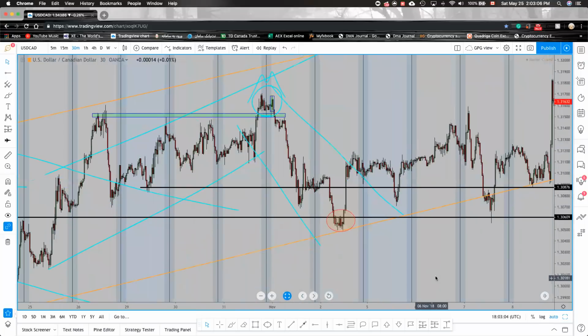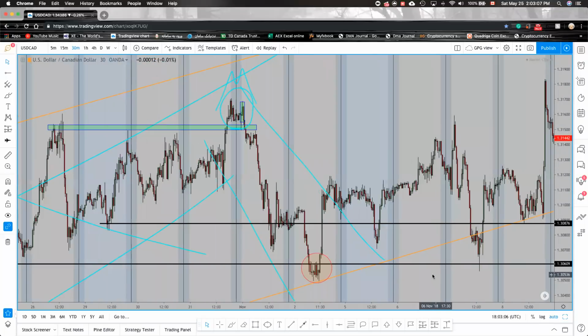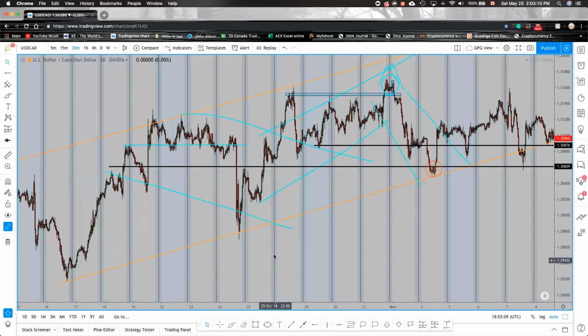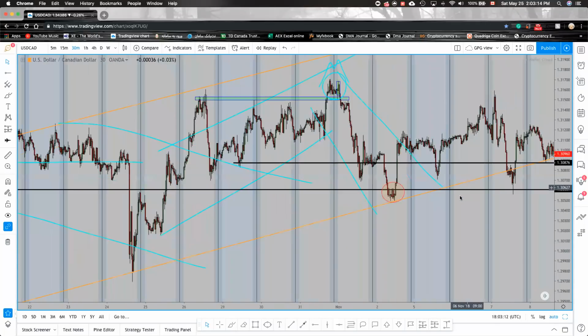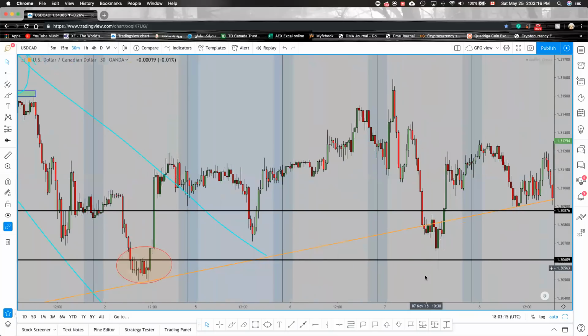Notice the trend I draw. This was the first touch. This was the second touch. This was the third touch. Now, what happened in the second leg of that W? Price broke this trend, retested, showing bearish candles.